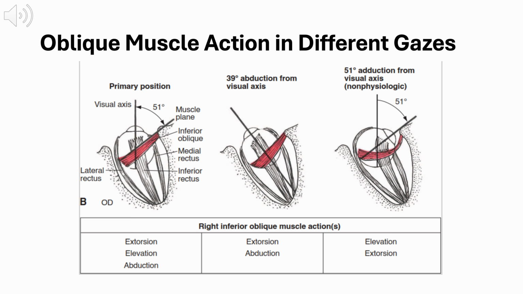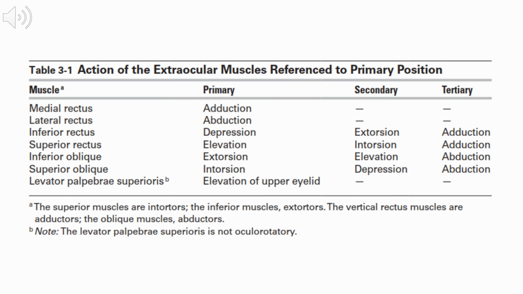When the eye moves into about 51 degrees of adduction, the muscle plane lines up with the visual axis. That alignment maximizes the vertical component, so the inferior oblique now functions primarily as an elevator, with extorsion still present. Clinically, this is why we adduct the eye to test inferior oblique elevation. Same rule as before. The muscle doesn't change. Gaze position determines which action shows up the most.